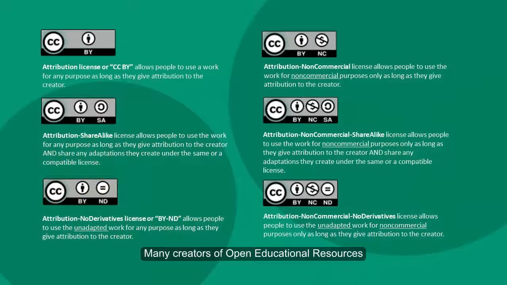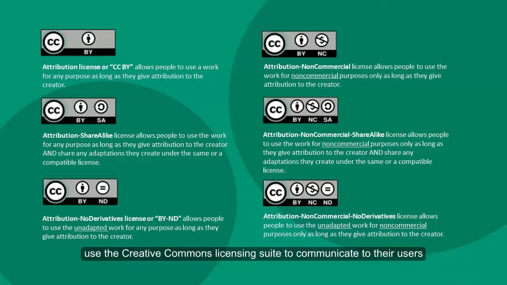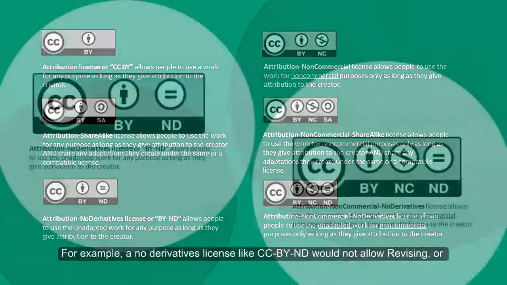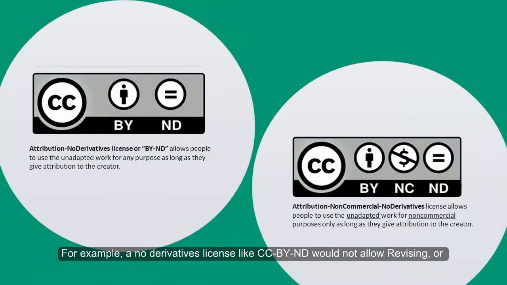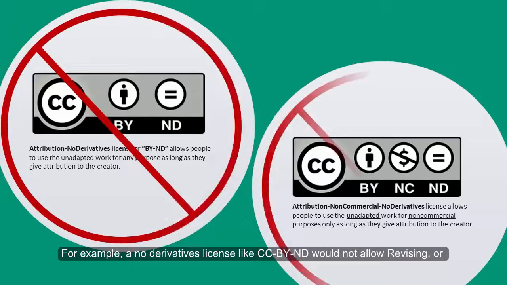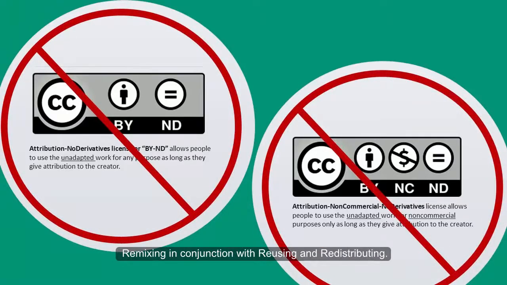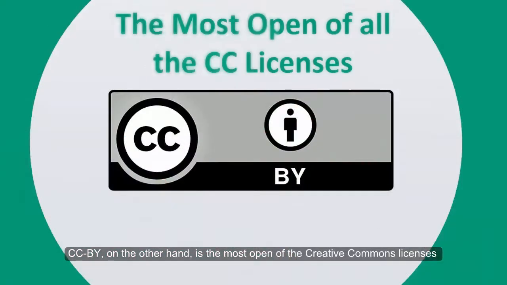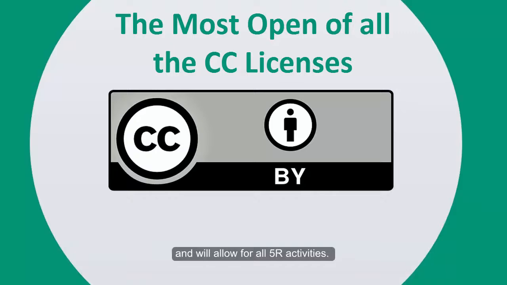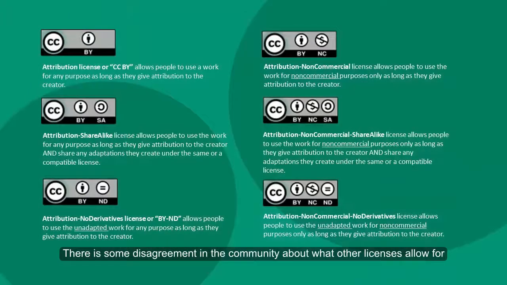Many creators of open educational resources use the Creative Commons licensing suite to communicate to their users about the kinds of uses that are allowed beyond the restrictions of copyright law. However, Creative Commons licenses include a number of license options that are not compatible with the 5R activities. For example, a no derivatives license like CC BY ND would not allow revising or remixing in conjunction with reusing and redistributing. CC BY, on the other hand, is the most open of the Creative Commons licenses and will allow for all 5R activities.